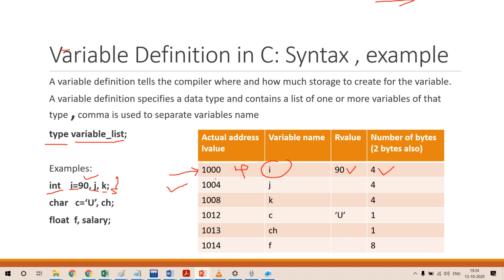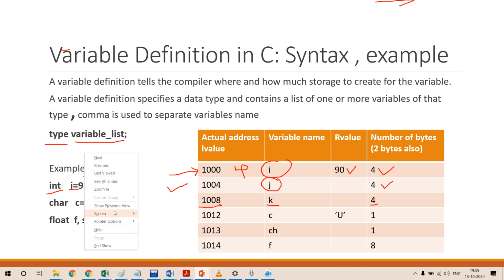As for me it is very difficult to remember, I am going to use it with a name called j. As I don't have any initial value, leave as it is. It requires again 4 bytes: 1004, 1005, 1006, 1007. 1008 is allocated to k. Again 4 bytes. Variable name is k. Like that it goes.